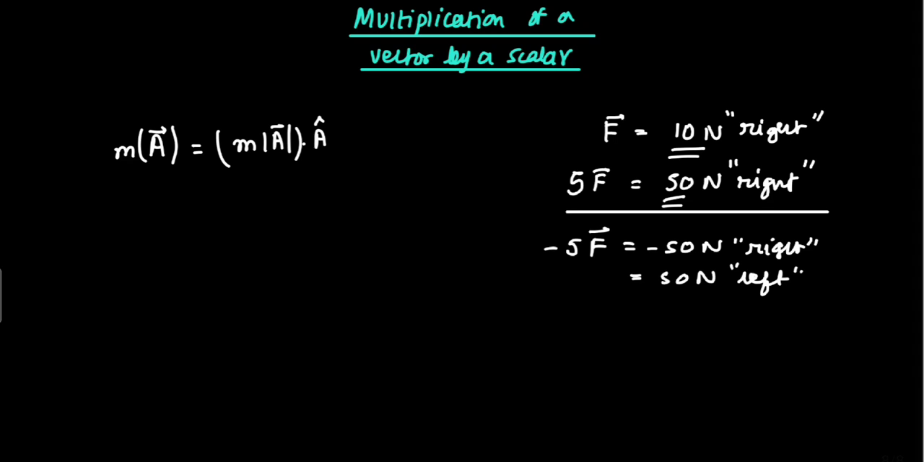This is not much of a brain buffer. So that is pretty much the concept of multiplication by a scalar. And as I told you, it is not very much of a brain buffer, so you can simply practice 2 or 3 examples and just get done with it. Now we move on to the concept of multiplication of a vector by another vector.